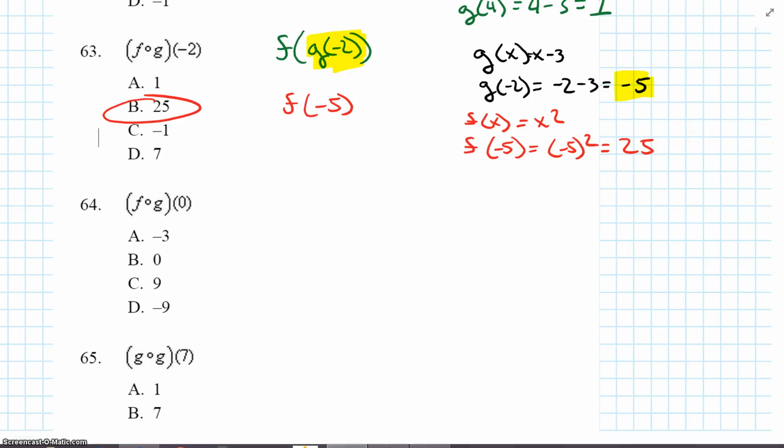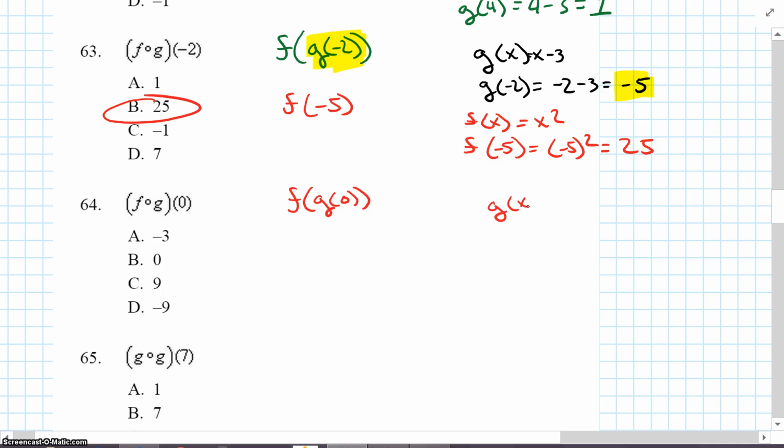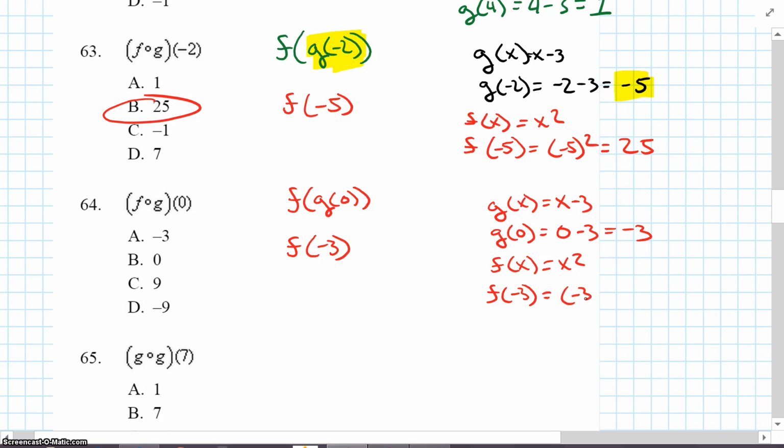64. The f of g of 0. The g of x is x minus 3. So g of 0 would be 0 minus 3, which would be negative 3. Now we're going to do f of negative 3. Well, f of x was x squared, so f of negative 3 would be negative 3 squared, which would be 9.